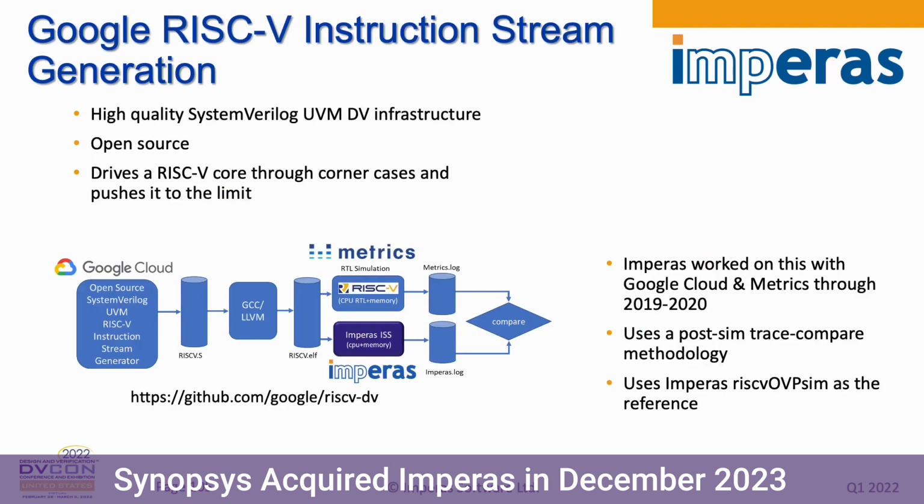We worked with Google on this back in 2019 with Imperas as a simulator, and we developed a post-simulation trace compare around the RISC-V OVP simulator. They were using that as the reference so that we would get a log out of it, and then we had to process the trace file into a format that can be compared with the one coming out of the RTL. This is an actively maintained open source project, and there's a link there to the Google GitHub to download and use it.